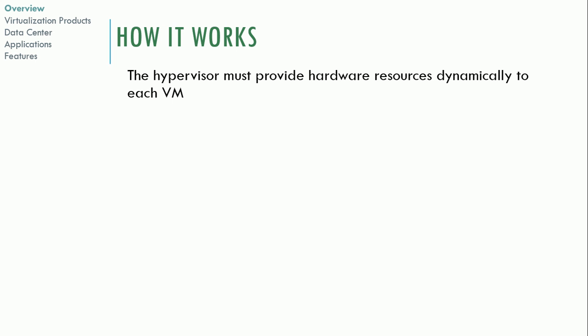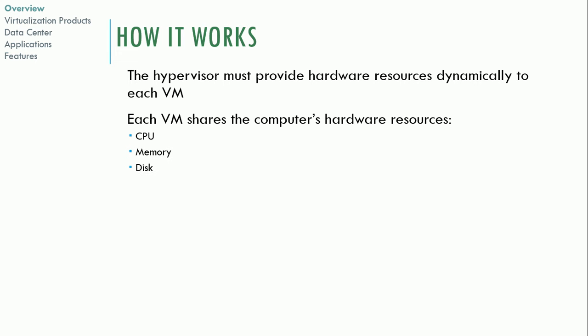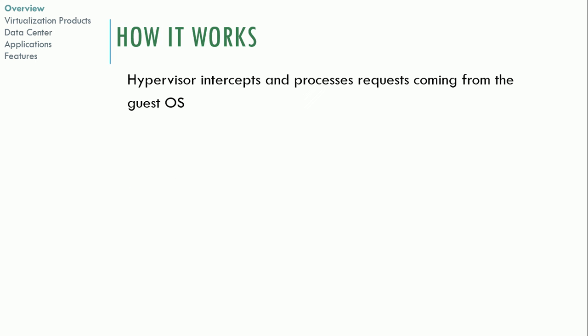So here's how it works. The hypervisor must provide hardware resources dynamically to each virtual machine, and each virtual machine shares the computer's hardware resources, such as the CPU, memory, disk, keyboard, video, and so forth, all the I/O ports. So all of those resources have to be shared amongst all of the virtual machines. So it's important to be aware of that when you're planning virtualization, to understand how the hardware is going to affect the performance of your virtual machines. So the hypervisor basically intercepts and processes requests coming from the guest operating system, and then it returns results back to the VM after it carries out those instructions.